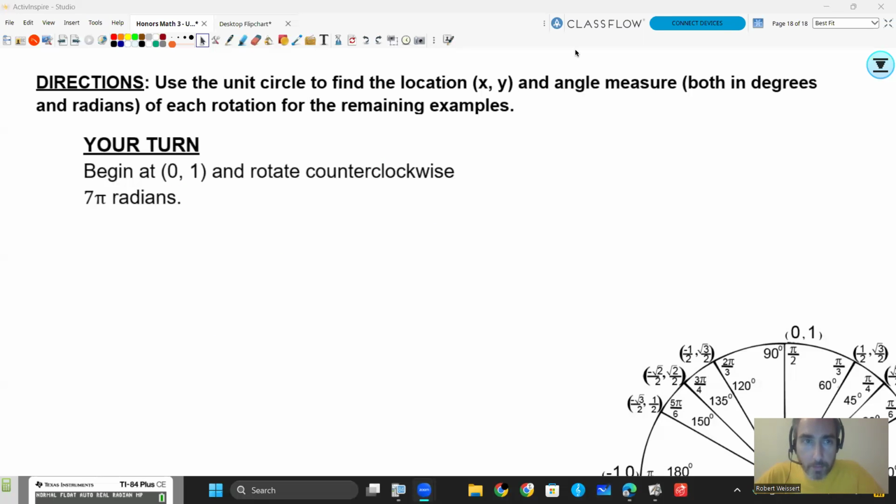You should probably try this one on your own. So pause the video and give it a shot. Then you can unpause it and you can check our answer.